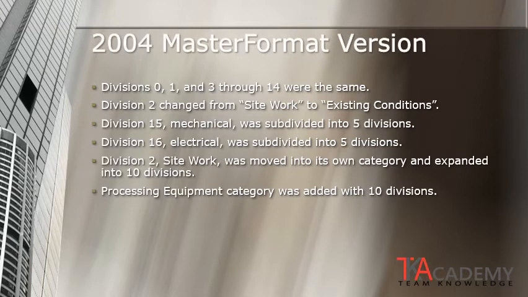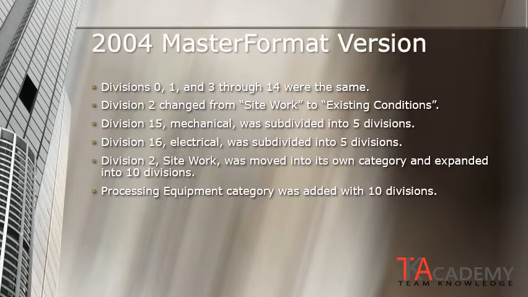The 2004 master format version and subsequent follow-on versions made the following changes from the 1995 and previous versions. Divisions 0, 1, and 3 through 14 remained the same. Division 2 changed from site work to existing conditions. Division 15, mechanical, was expanded and subdivided into 5 different divisions. Same with electrical. Division 16 was also expanded and subdivided into 5 divisions.